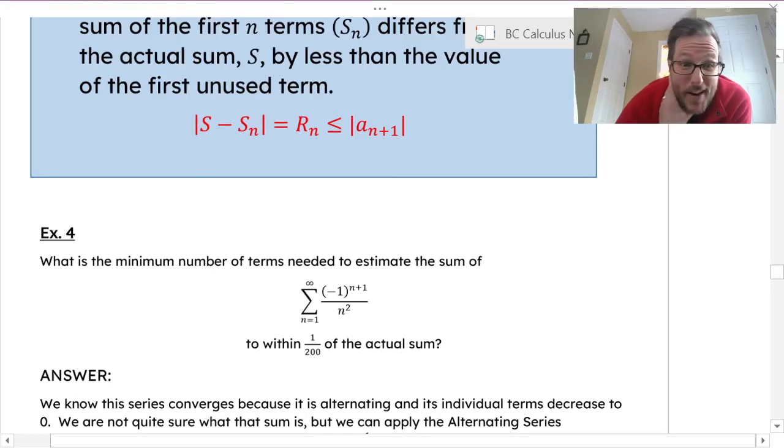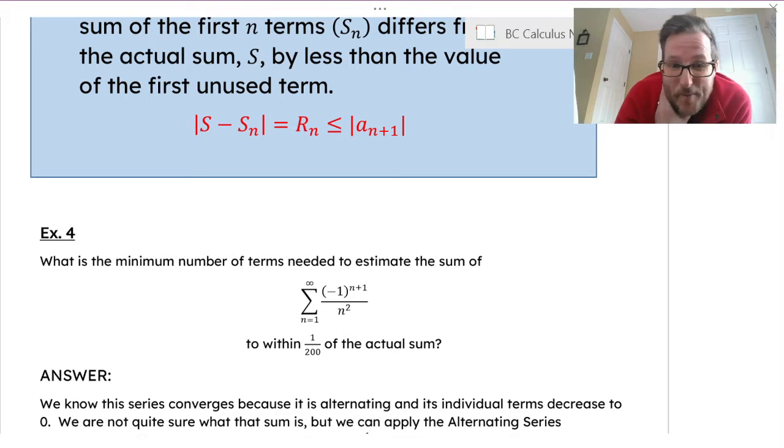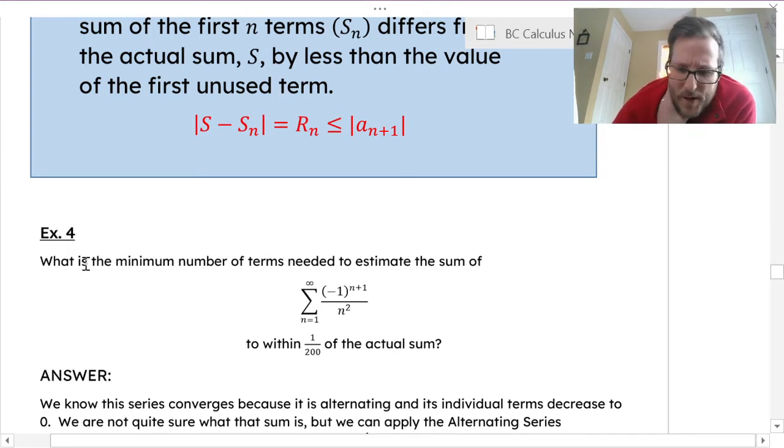All right, change of scenery here. So we're going to use this alternating series error remainder to estimate some sums of alternating series. You're going to be asked to do this a lot.